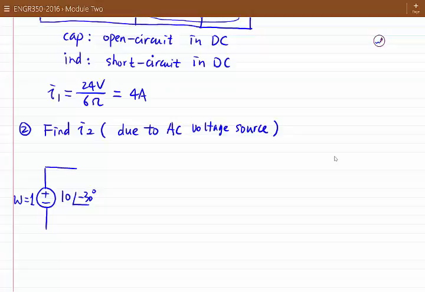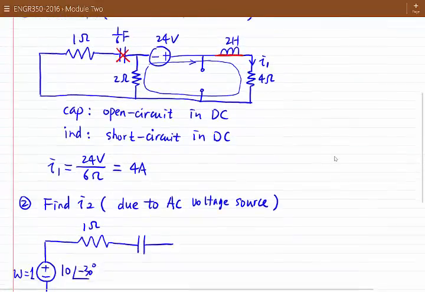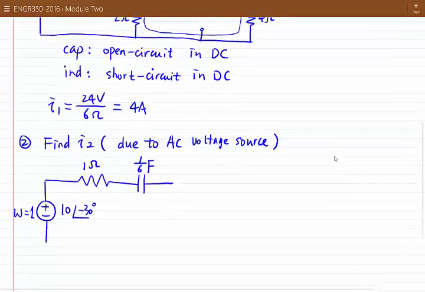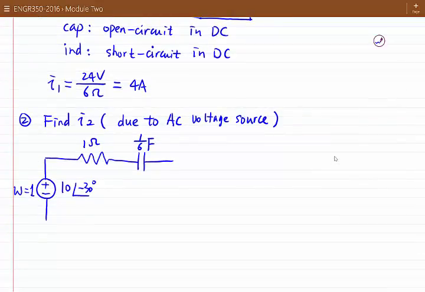So the amplitude is 10, the phase angle is minus 30, and it's sine function based. We also have a 1 ohm resistor. Then minus j6: here I need to decide the impedance of the capacitor. First let's look at the capacitance of the capacitor. It is 1/6 farad, and then later on I calculate the impedance based on the frequency. So we have another component, a 2 ohm resistor.